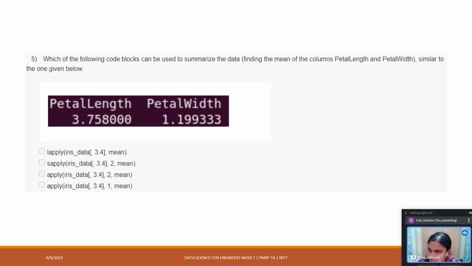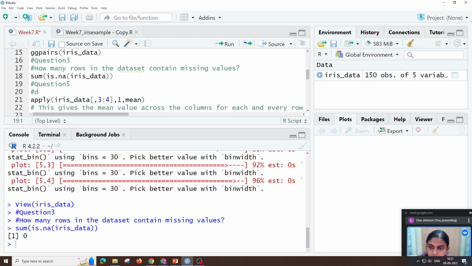Swami has given A and C. Okay, apply iris data. We'll see each one by one. For those who haven't got the answer, we will see.